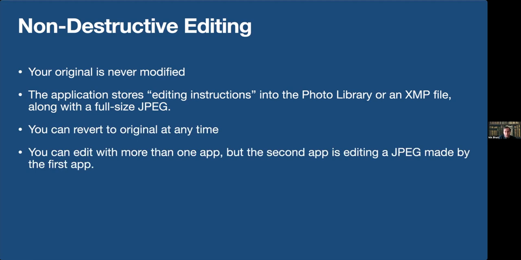If you edit with more than one app, you can also do that. And again, your original is not modified. But when that happens, the second application is editing that full-size JPEG created by the first app. So you can't edit with two editors and both be dealing with raw data or the original data. You have an editor, you make some changes, then you get a JPEG out of that, and then the next application will be working with the JPEG and on and on. So chaining editors is possible, but the quality and the editability starts to decline at every step.